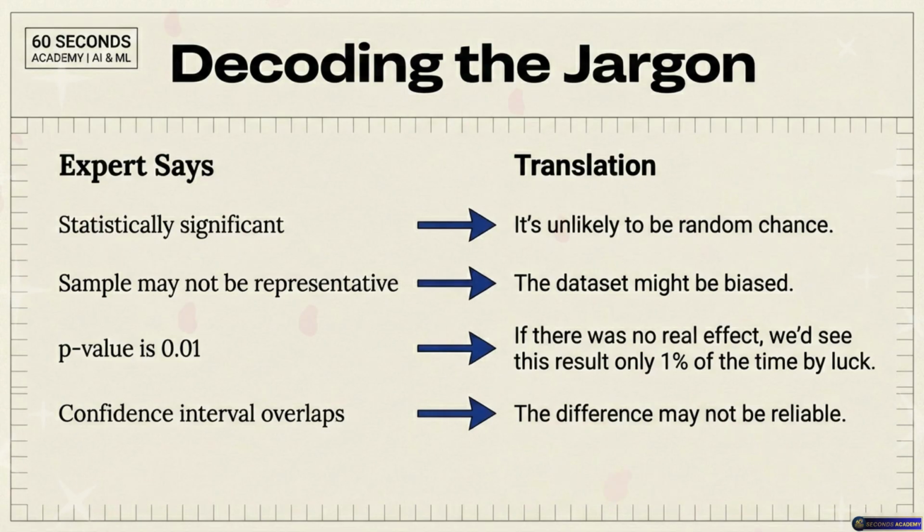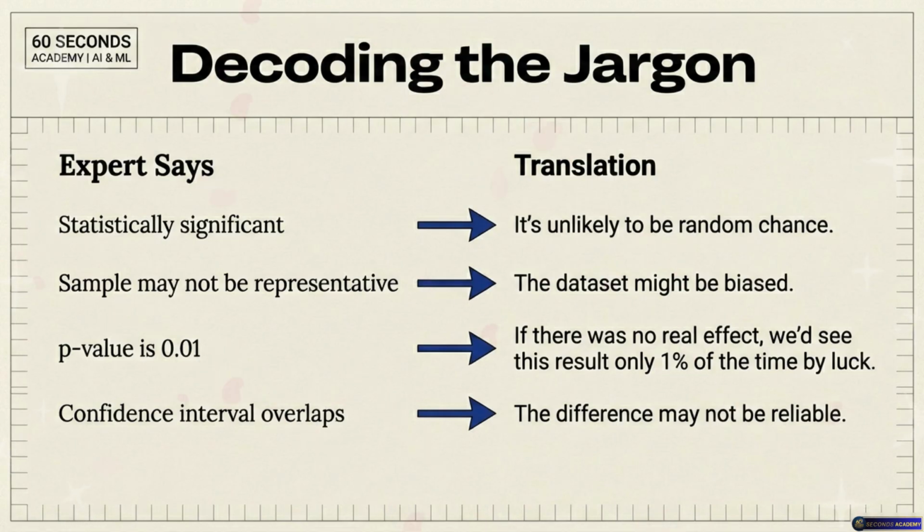All right, last one. We evaluated the impact of integrating the new NLP sentiment analysis embedding, and the p-value for the performance increase came back at 0.01. Translation. If the new sentiment feature truly had absolutely zero impact on our model's accuracy, we would expect to see a performance jump of this size only 1% of the time by pure random luck. Because a 1% chance is incredibly rare and surprising, we reject the idea that it's just statistical noise.